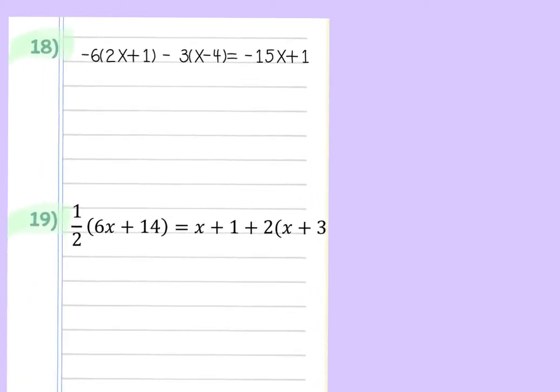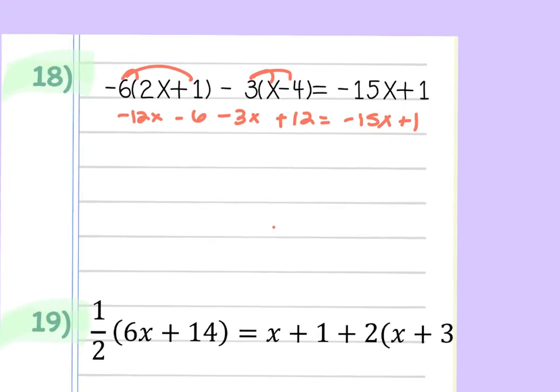So if we distribute here, start by distributing that negative 6. Here I get negative 12x, negative 6 times 1, minus 6. Distribute the negative 3, negative 3x, and negative 3 times negative 4. That becomes a positive 12, and I would say be careful on that. That's where a lot of mistakes get made because of the negative times the negative.